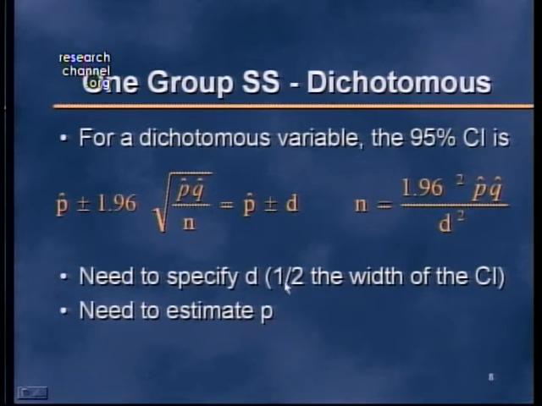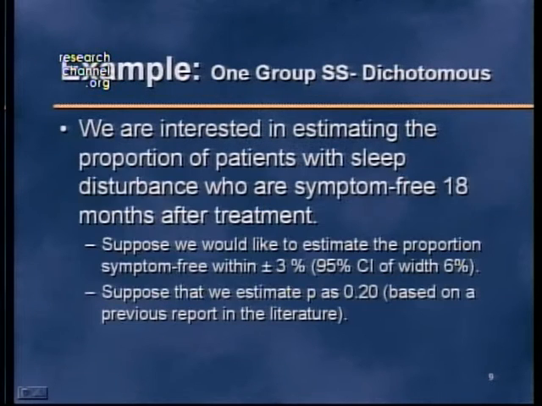So if I specify D as half the width of the confidence interval, again, a little algebra gives me the sample size would be 1.96 squared times p hat q hat over d squared. So we're in a situation again where we have to make some hypothesis or guess about p hat. If we guess p hat, then we can also guess q hat because it's just 1 minus p hat. So how would we estimate it? Again, we could use previous data, a sample, a pilot study, or we'll talk about another reasonable alternative, but let's put this in the context of an example.